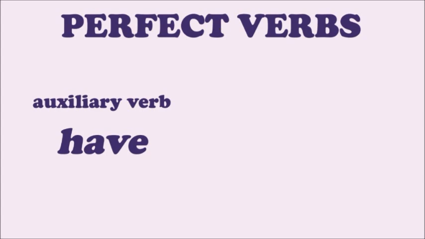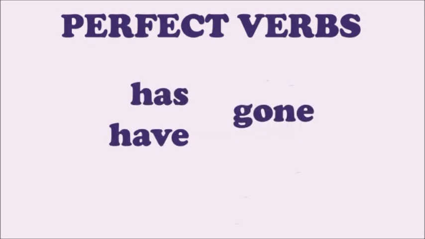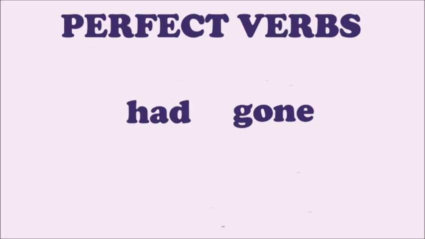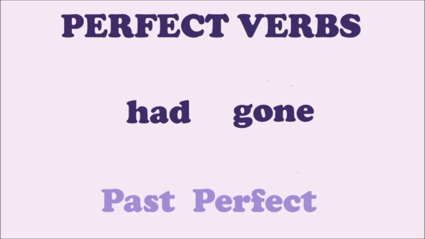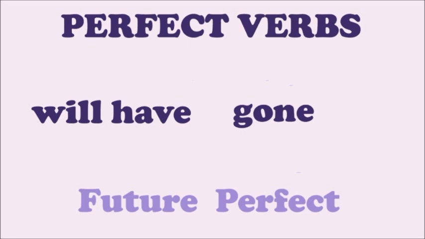Perfect verbs consist of a form of the auxiliary verb have plus the past participle, the third principal part of the main verb. If the auxiliary verb is has or have, we say that the verb is in the present perfect. If the auxiliary verb is had, we say that the verb is in the past perfect. If the auxiliary verb is will have, we say that the verb is in the future perfect.